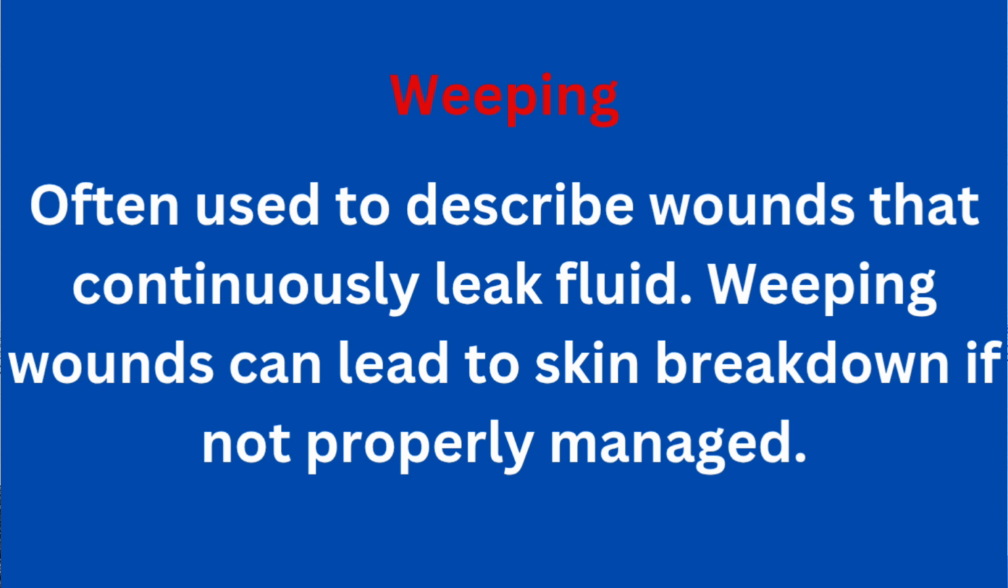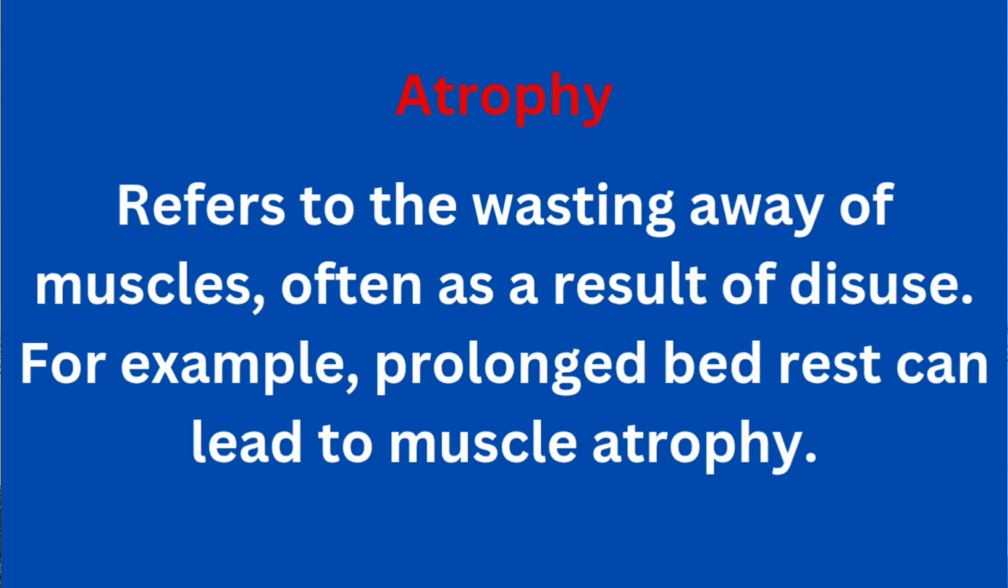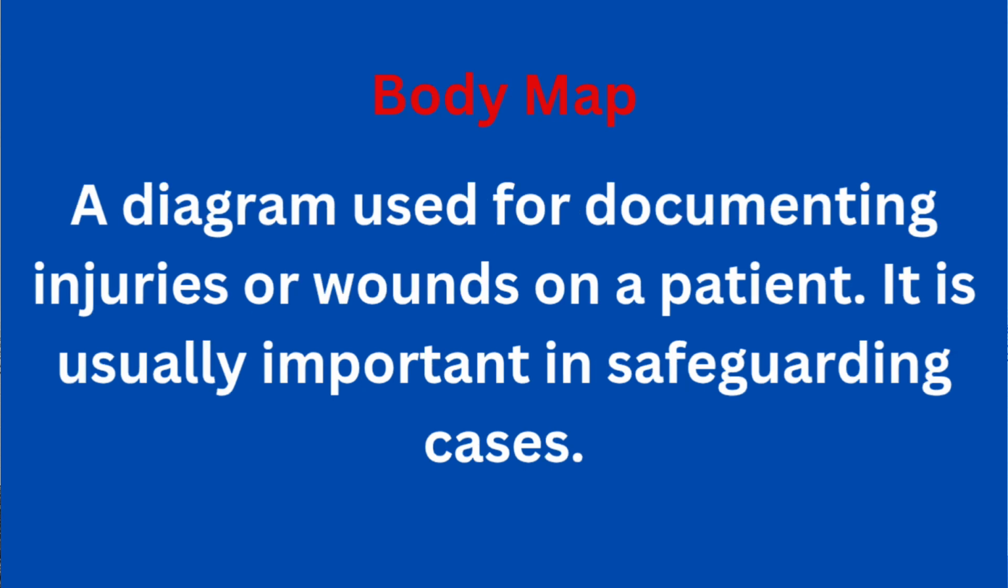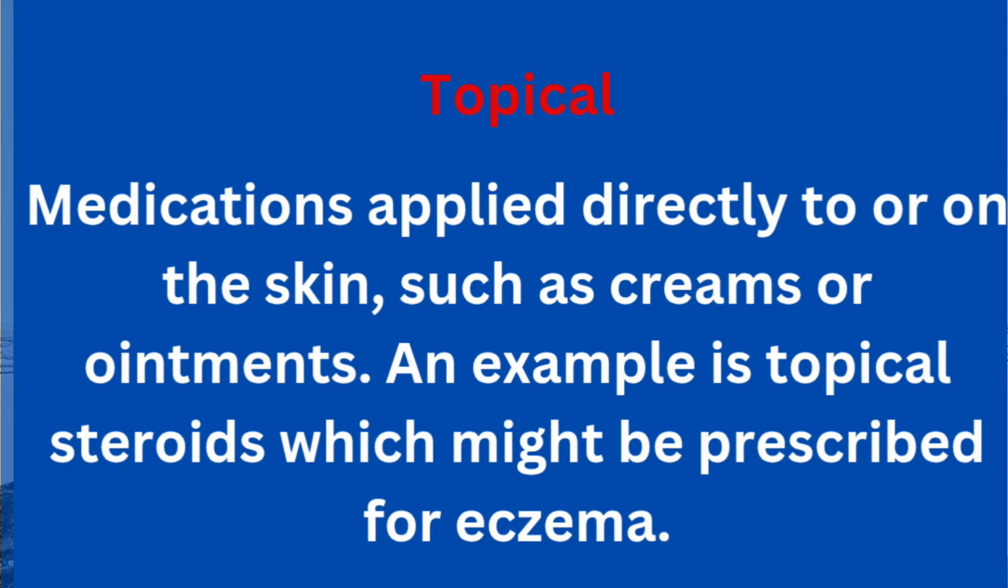The next word is atrophy. Atrophy refers to the wasting away of muscles, often from disuse. For example, prolonged bed rest can lead to muscle atrophy. The 20th word on our list is a body map. This is a diagram that is used to document injuries or wounds on a patient, and it is often important in safeguarding cases.